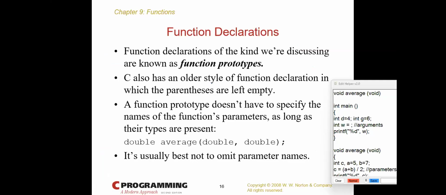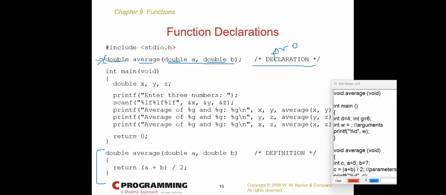C also has an older style of function declaration in which the parentheses are left empty. So the idea is that you put the parameters inside of the parentheses. But in olden days, they sometimes removed these parameters and just left the parentheses alone.